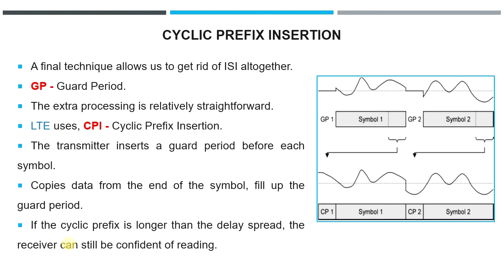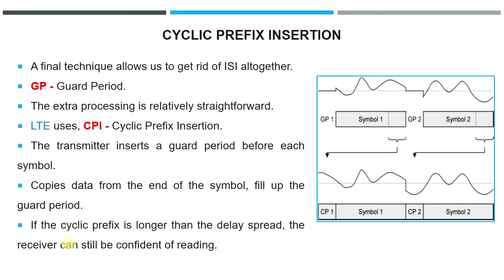Naturally, the symbol reaches the receiver at different times on different rays, and some extra processing is required to tidy up the confusion. The extra processing is relatively straightforward. However, LTE uses a slightly more complex technique known as cyclic prefix insertion, as you can see in this figure. Here, the transmitter starts by inserting a guard period before each symbol as before.